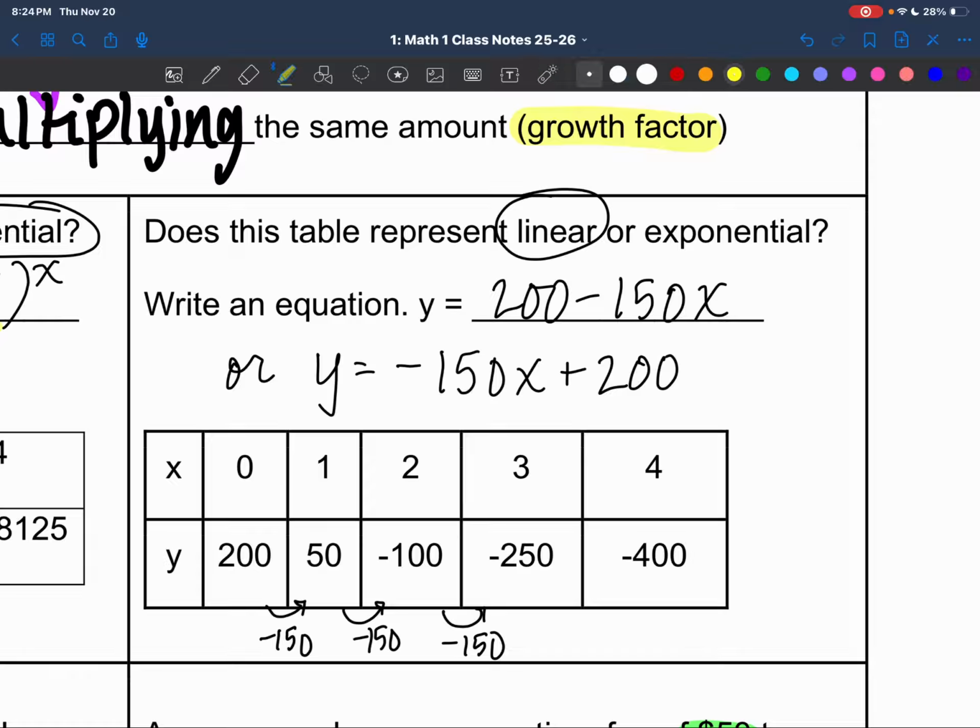So let's go through. My y-intercept is right here. Our growth, or excuse me, not our growth factor, but our slope is 150. So that's right here. And we know that because that's what's being multiplied. And so you can go ahead and put it together this way, or you can write it this way.